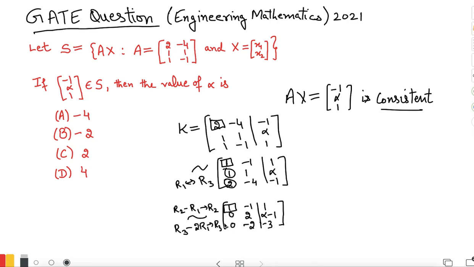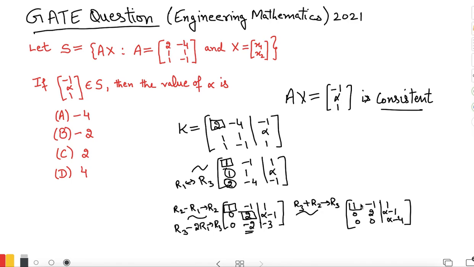The first pivot position we already have, and the second row pivot position is this, so we can use it to make the element below it 0. So we apply another row operation here, row 3 plus row 2 on row 3, so that minus 2 plus 2 becomes 0. This gives a system with first row 1, minus 1, 1, second row 0, 2, alpha minus 1, and the third row 0, 0, and adding the third row to the second row gives alpha minus 3 minus 1, so alpha minus 4.